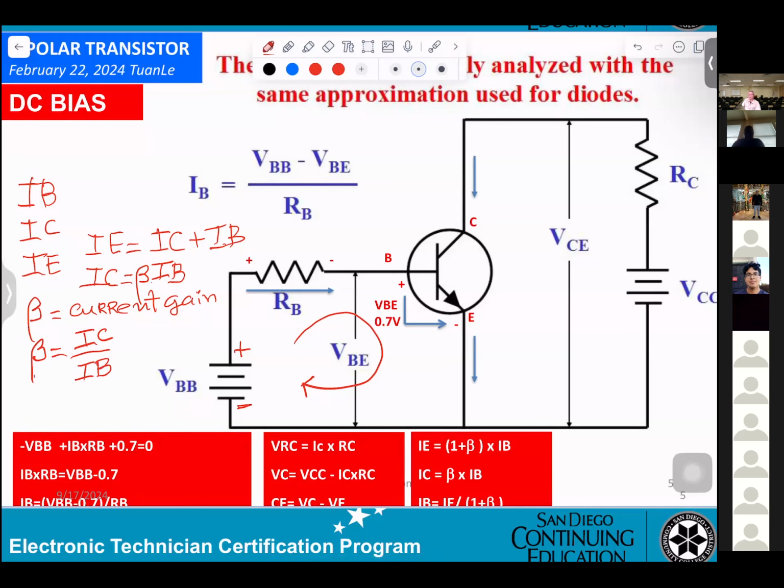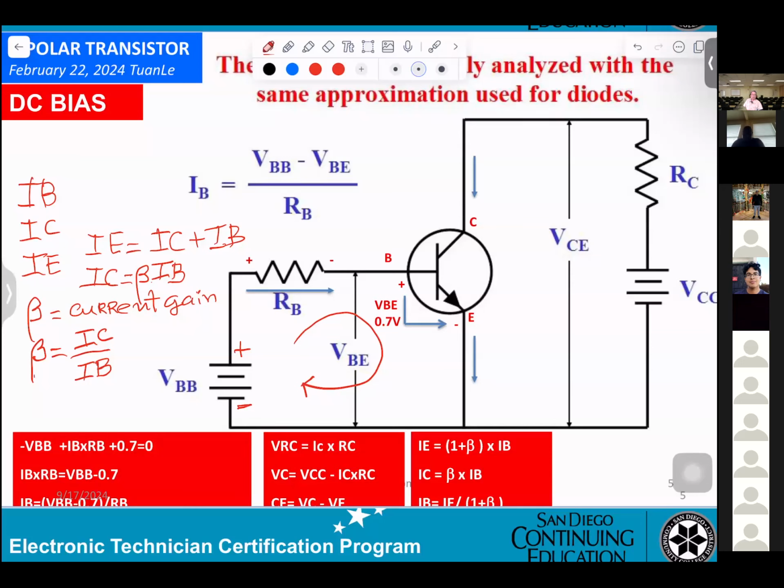No, depending on what they given to you. You cannot decide what beta equal. Okay. Beta, the current gain of the transistor, is given to you, depending on what NPN transistor you're working on. Okay? That's given. So all of that formula will be helping you.